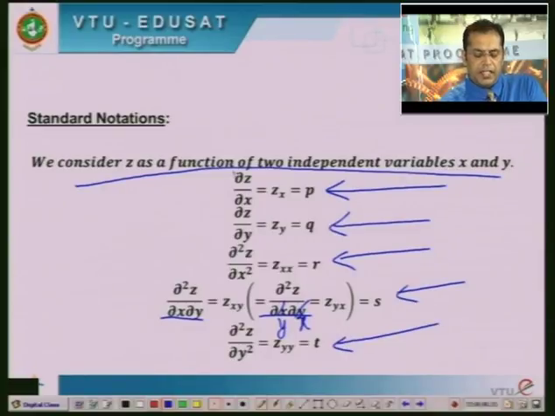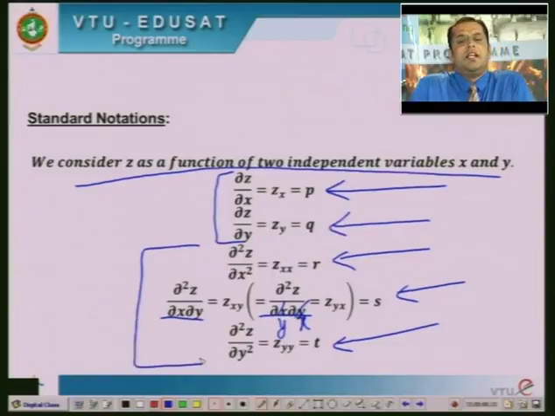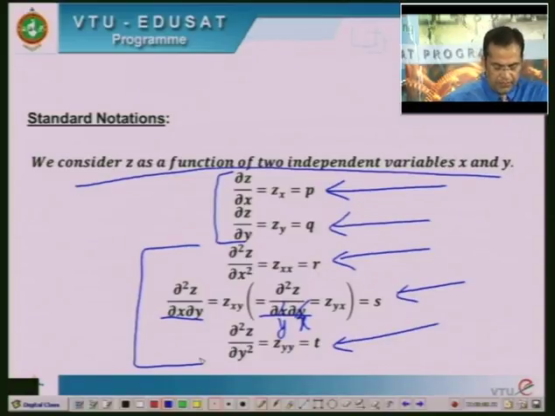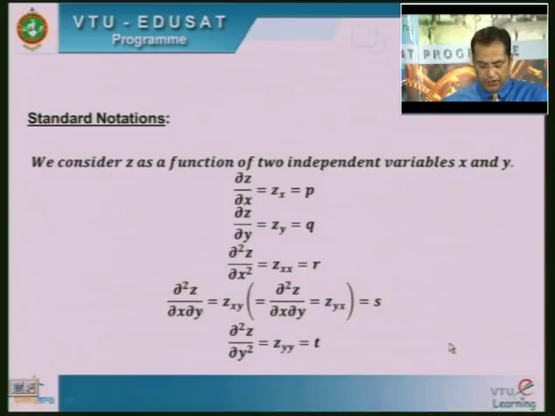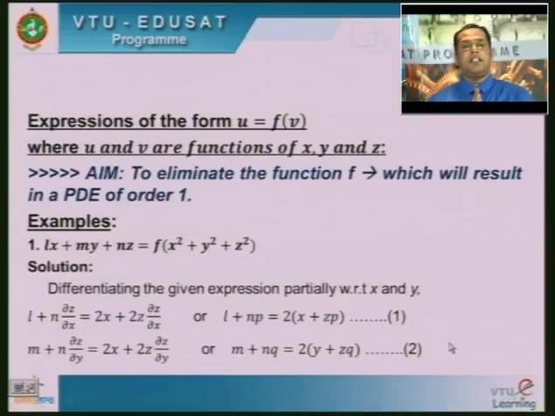Now, we have seen that a PDE containing p and q is a PDE of order 1, whereas a PDE containing one or more of the partial derivatives r, s or t is a PDE of order 2. Now, in the previous sessions we have seen examples related to the elimination of arbitrary functions. Now, in today's session we will be more specific. As I said earlier, we will consider two relations.